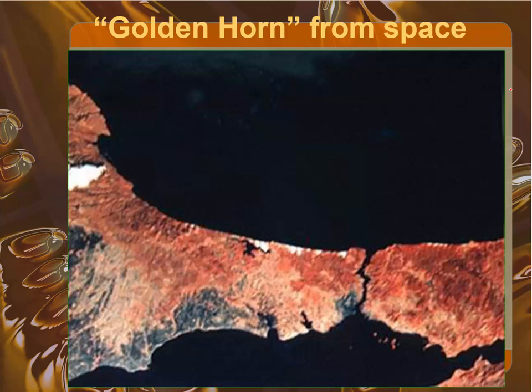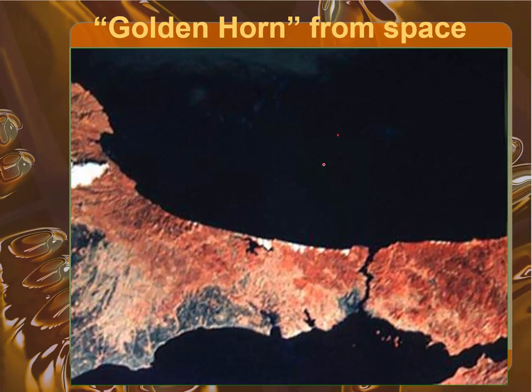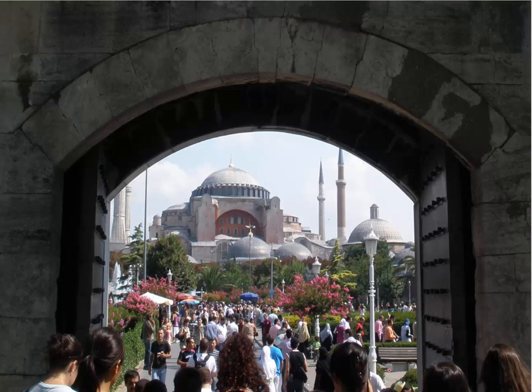Here we can see this is what's referred to as the golden horn from space. So this is Istanbul. So you can see you have the Black Sea up here. You have the Sea of Marmara here, and all of the waterways that you have going through the Byzantine Empire, the Ottoman Empire.